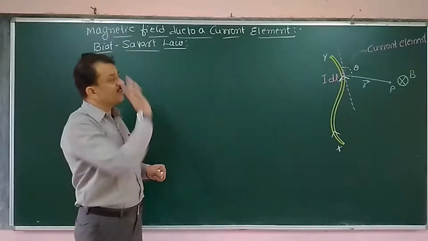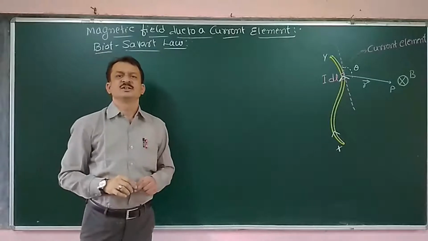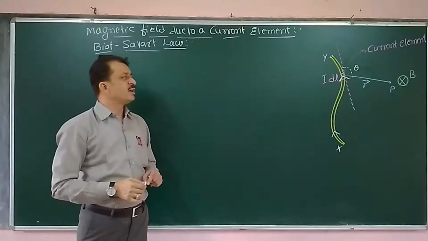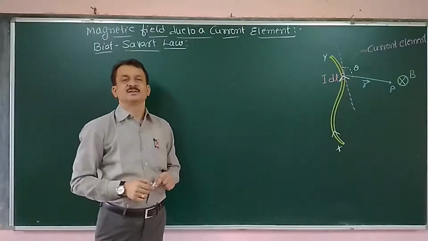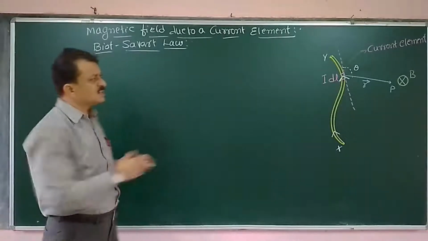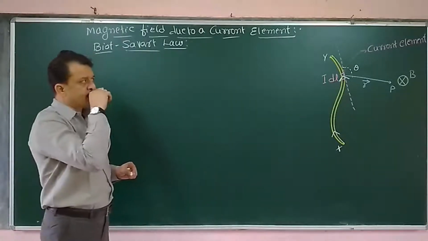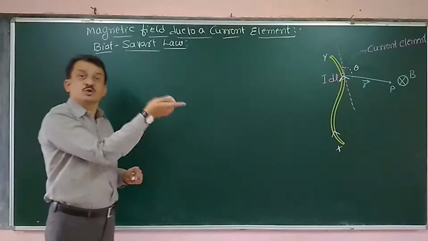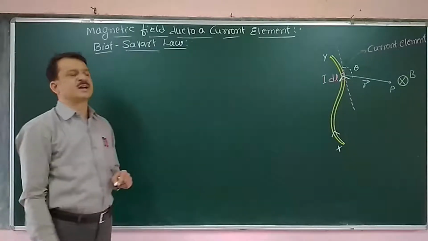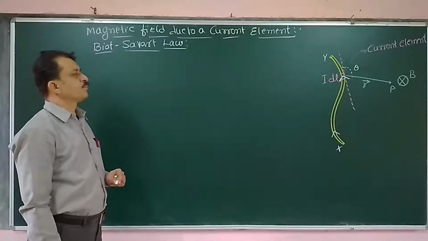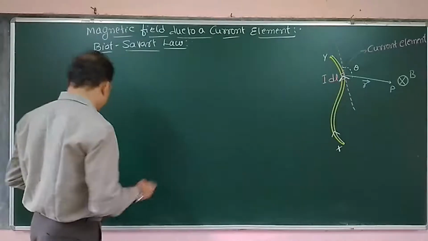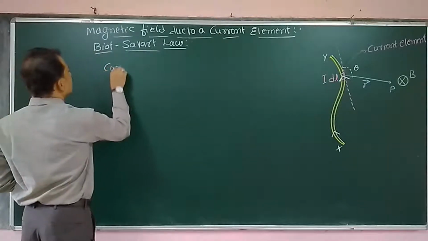The source of magnetic field, as we have already stated, is the current element. In this, we are going to study the relation between the current element and the magnetic field produced by that current element. First, we study what a current element is.